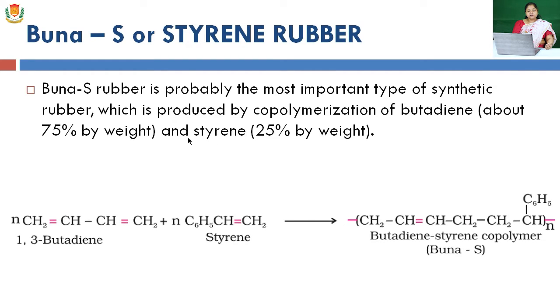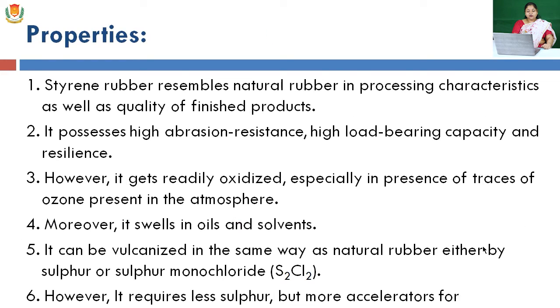Buna S rubber is probably the most important type of synthetic rubber, which is produced by copolymerization of butadiene and styrene molecules. When butadiene reacts with n number of styrene molecules, the butadiene styrene copolymer is formed, which is commonly known as Buna S rubber. There are some properties of Buna S rubber.